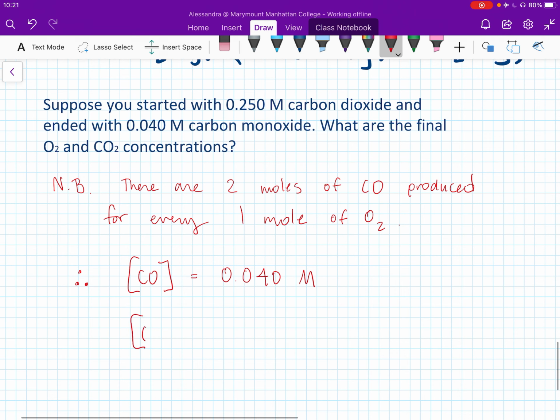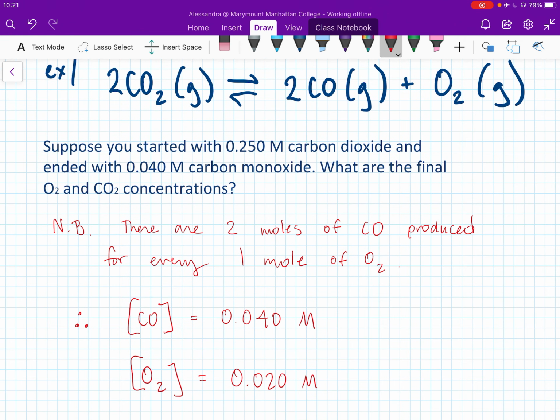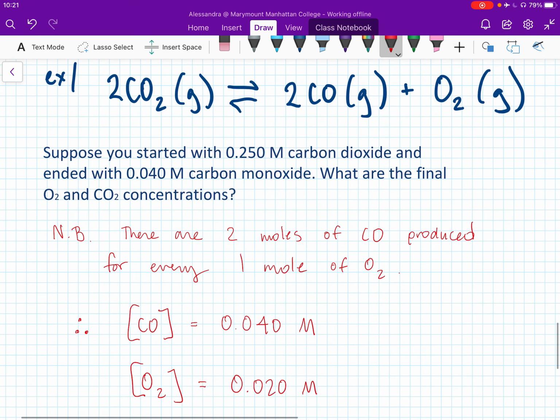that means that the O2 concentration is going to be half of that. Okay, and that's simply just looking at the stoichiometric ratio because there are 2 moles of carbon monoxide produced for every 1 mole of O2. So if we start with just carbon dioxide and then at the end we have 0.04 molar CO, we're going to have half that amount of O2. Now, there are 2 moles of carbon dioxide for every 2 moles of carbon monoxide.